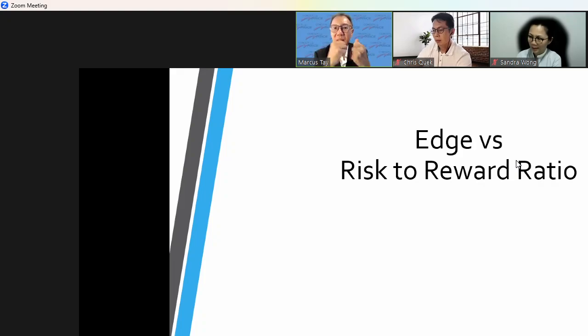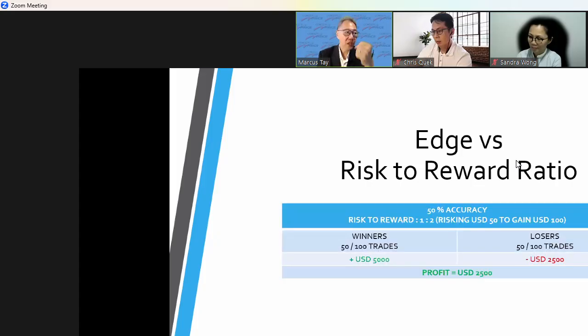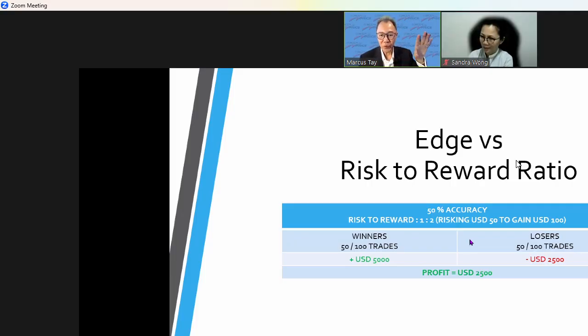Does it make sense for you to risk $2 to gain $1? Or does it make more sense for you to risk $1 to gain $2? This is what I mean by money management. So even with a 50% accuracy system, that means you risk 1 point to go for 2 points, for example. Translate that to ES, you're risking $50 to go for $100.